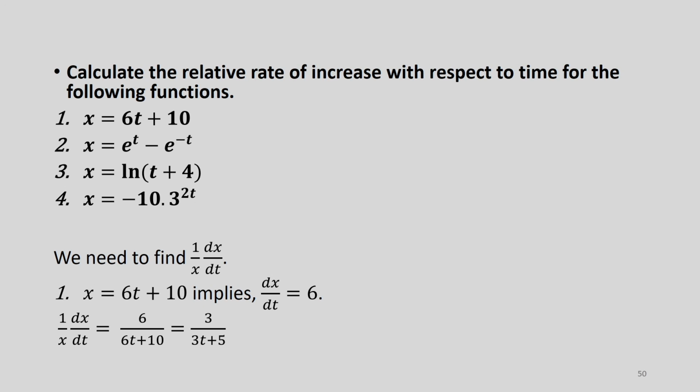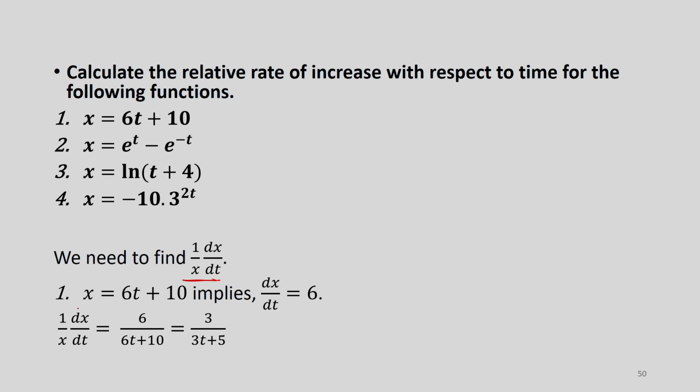So, in this case 4 functions are given to us. x is the dependent variable and t is the independent variable. We have to find out this: 1 divided by x multiplied by dx/dt. This is the growth rate or the relative rate of increase with respect to time.